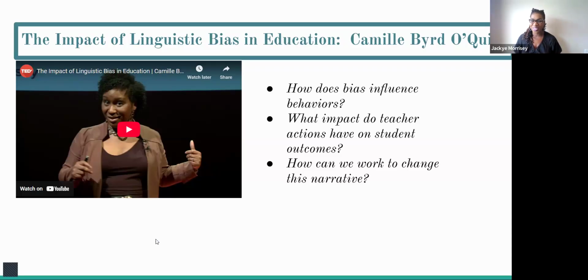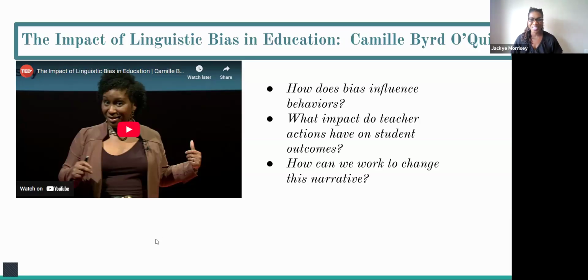And we're not just jumping to conclusions and grading them down for something, but getting inside your student's head and figuring out what they know and what they understand, not about the language necessarily, but about the content matter that we're teaching. The second thing that O'Quinn points out is that we should seek to learn more.